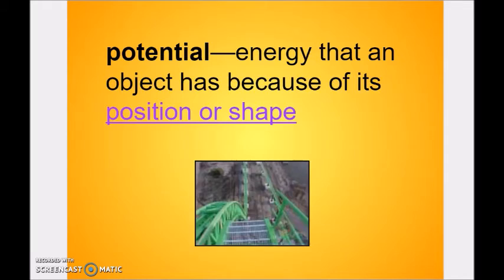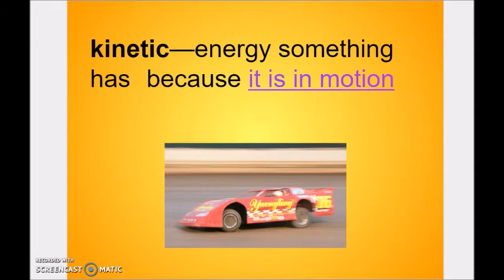Also at the top of your paper, there's kinetic energy. Kinetic energy is energy that something has because it's in motion, like this race car right here. This race car is moving. Kinetic means motion or moving. So this race car has kinetic energy because it's moving. So anything that is moving has kinetic energy.